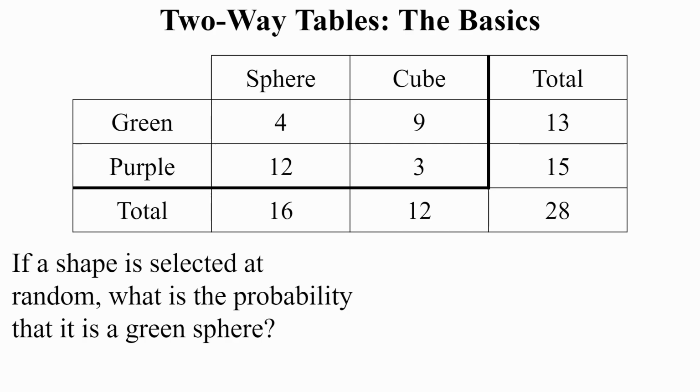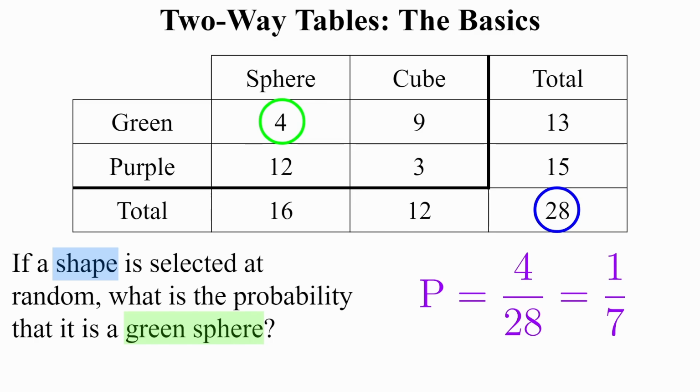Okay, so let's actually tackle some questions. It says, if a shape is selected at random, okay, well, they're all shapes. That doesn't really narrow it down. What is the probability that it is a green sphere? Okay, so the green spheres, there are 4 of them, and they're all shapes. So there is a total of 28 shapes in the table, that number in the bottom right. So the probability is 4 over 28, which simplifies to 1/7. You can just do that on your calculator. No arithmetic required.